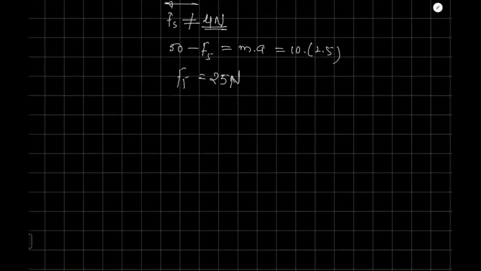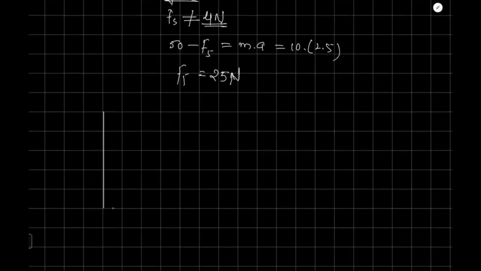So what you can see from here, if you draw the graph, what is the maximum possible value of friction? So let me say here you are applying the force F, and here is the friction force. So it will move like this, then it will become horizontal. So this maximum possible value is 50 Newton.